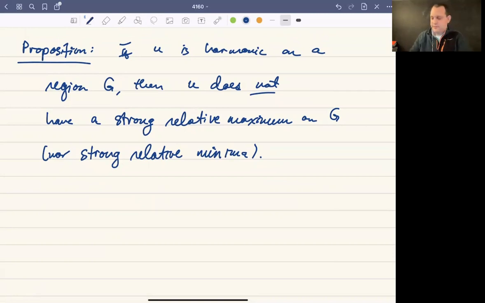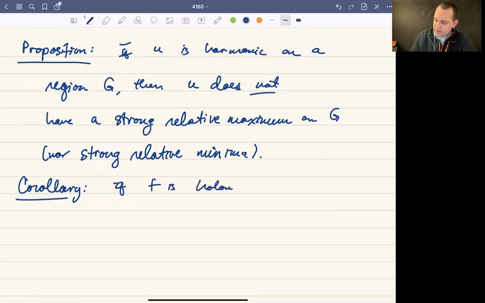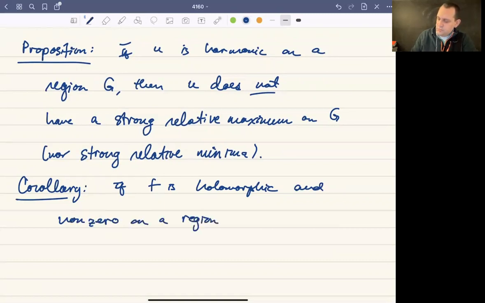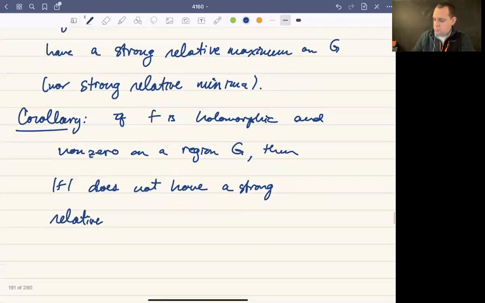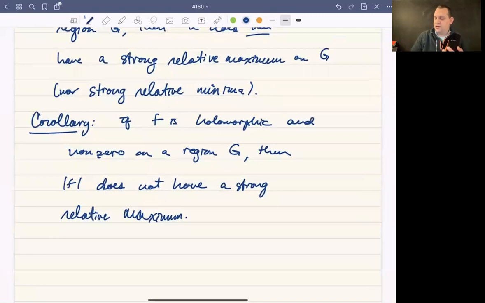Okay, as a corollary, if f is holomorphic and non-zero on a region G, then the modulus of f does not have a strong relative maximum. So if f is holomorphic and non-zero on a region G, then the modulus of f does not have a strong relative maximum.